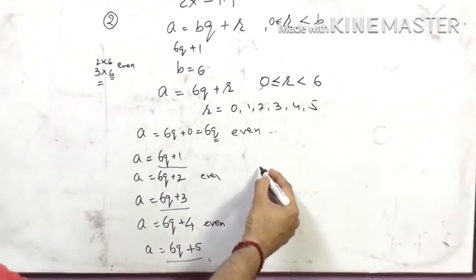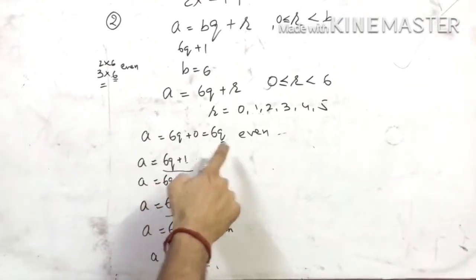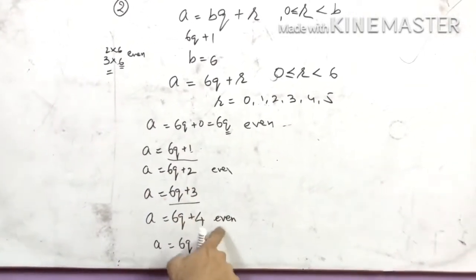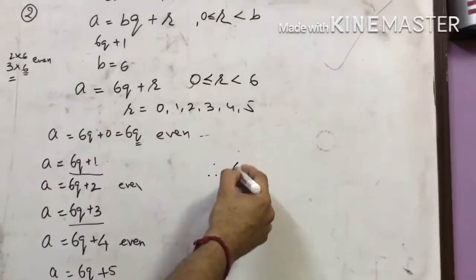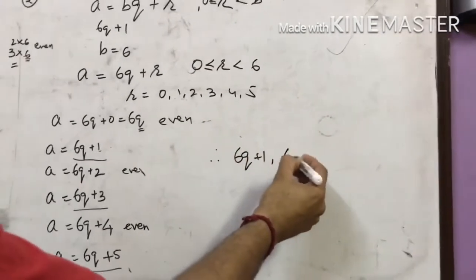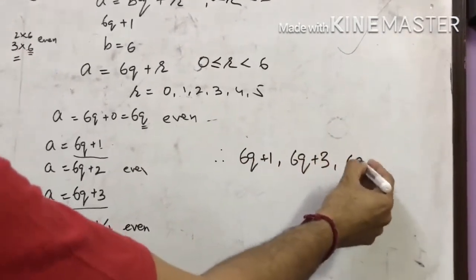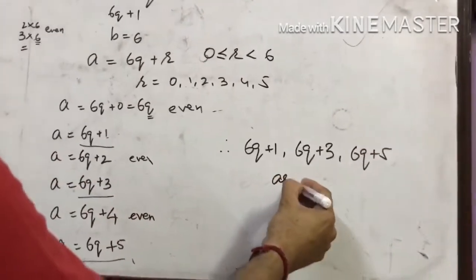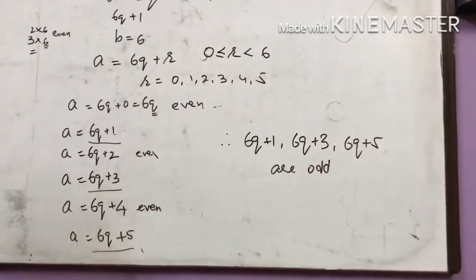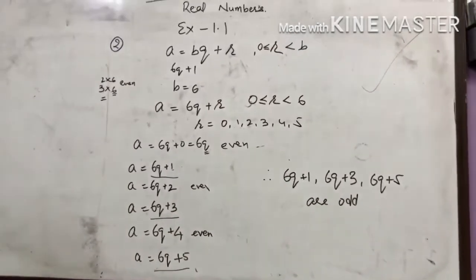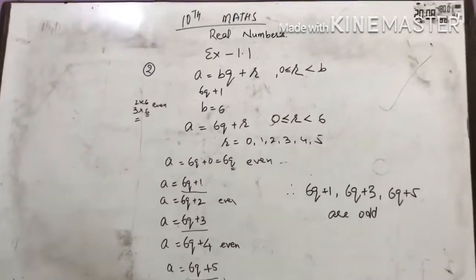So you can write down that 6q plus 2 and 6q plus 4 are even. So 6q plus 1, 6q plus 3, 6q plus 5 are odd. So we have shown that these three numbers are odd integers.